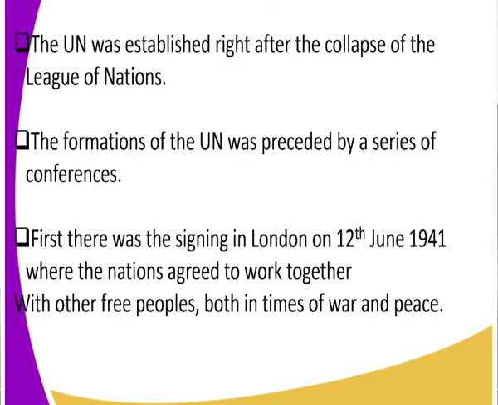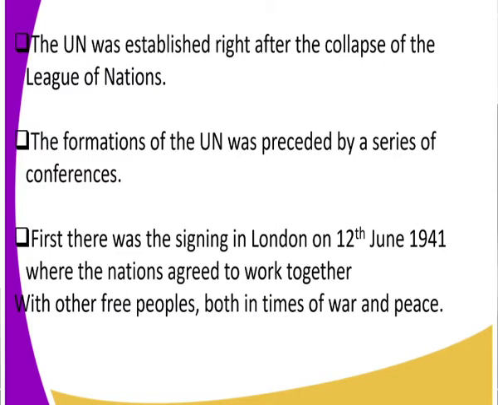Now who attended the 1941 conference? We had the USA president, Franklin Delano Roosevelt, well-known president of the United States, and the Prime Minister Winston Churchill of the United Kingdom, where they set principles for international cooperation in maintaining peace and security. These are the two people, the US President Franklin Roosevelt and the UK Prime Minister Winston Churchill, who set down the principles of international cooperation in maintaining peace and security.